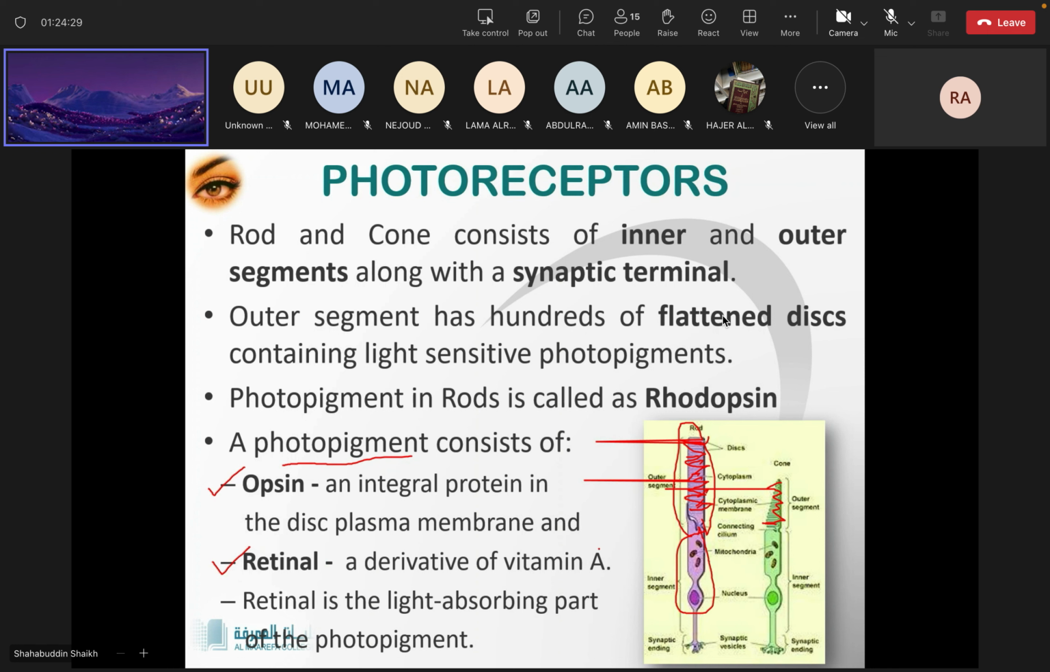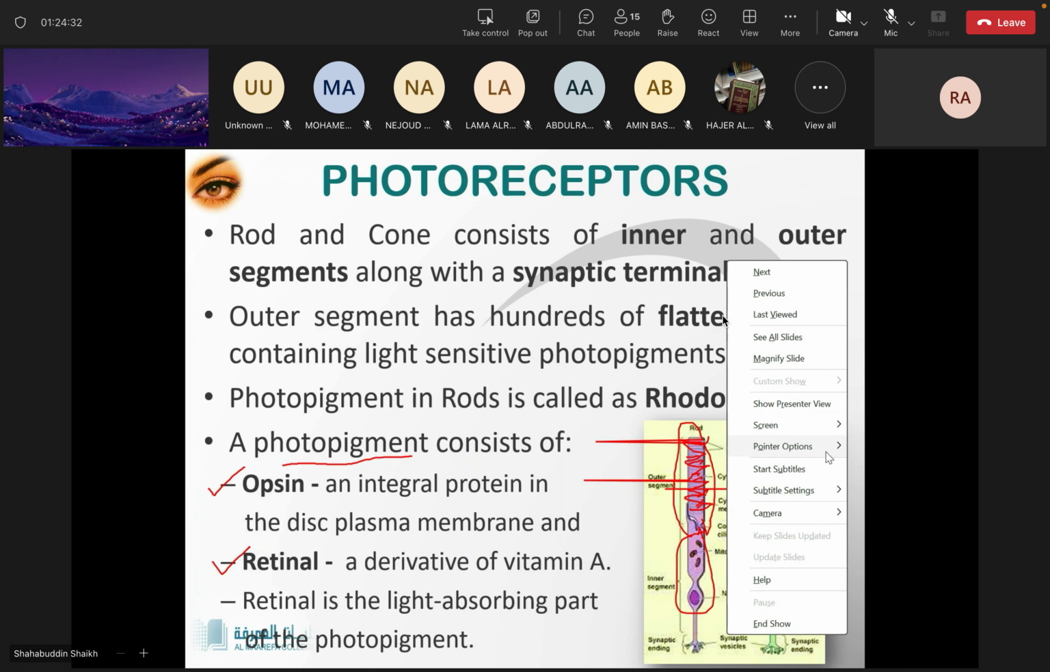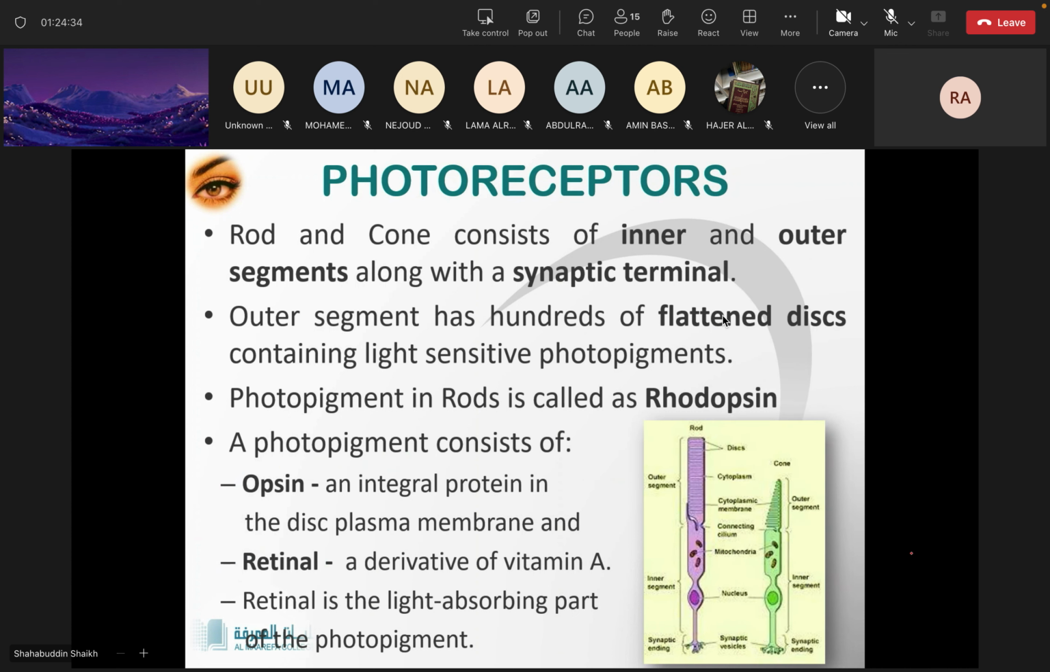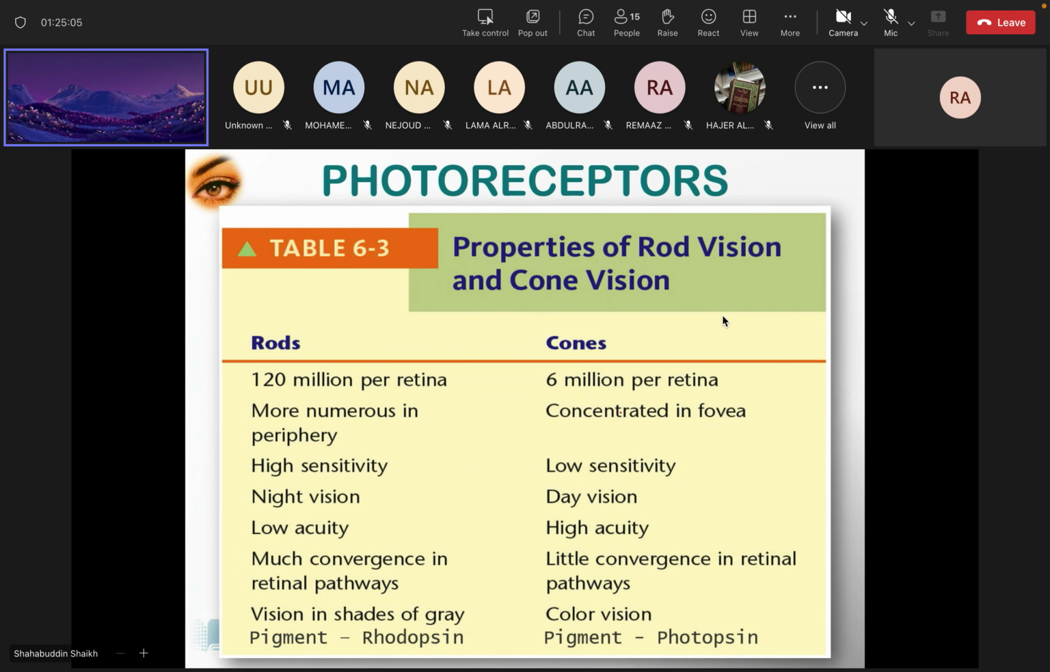Now some things. Yes please. This is found in both rods and cones, right? Yes, both. The photopigment or chemical is present in both. What is the difference? In rods, the opsin protein is of slightly different type, and in cones it is of a different type. Retinal or vitamin A is present in both. But the protein is different in rod and protein is different in cone. What is the difference? Here comes the difference.